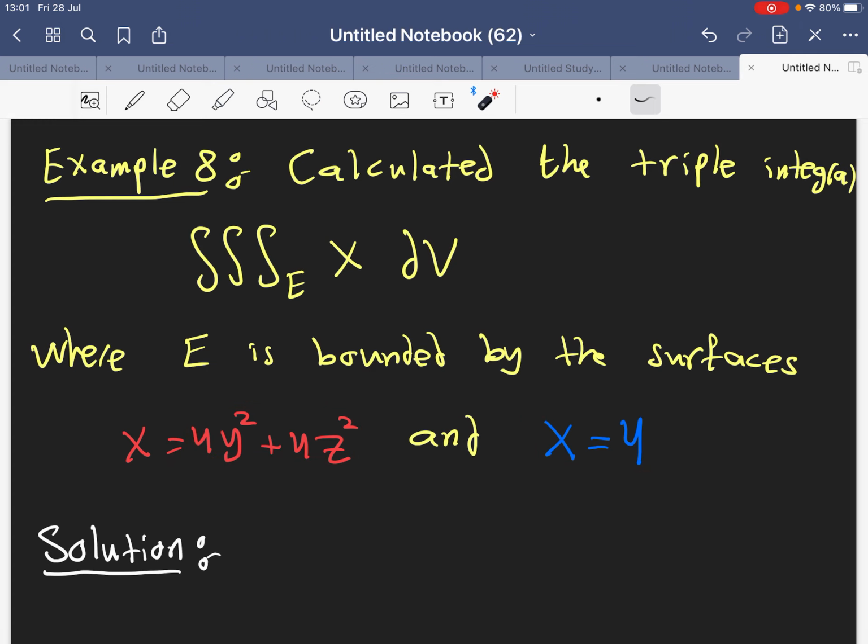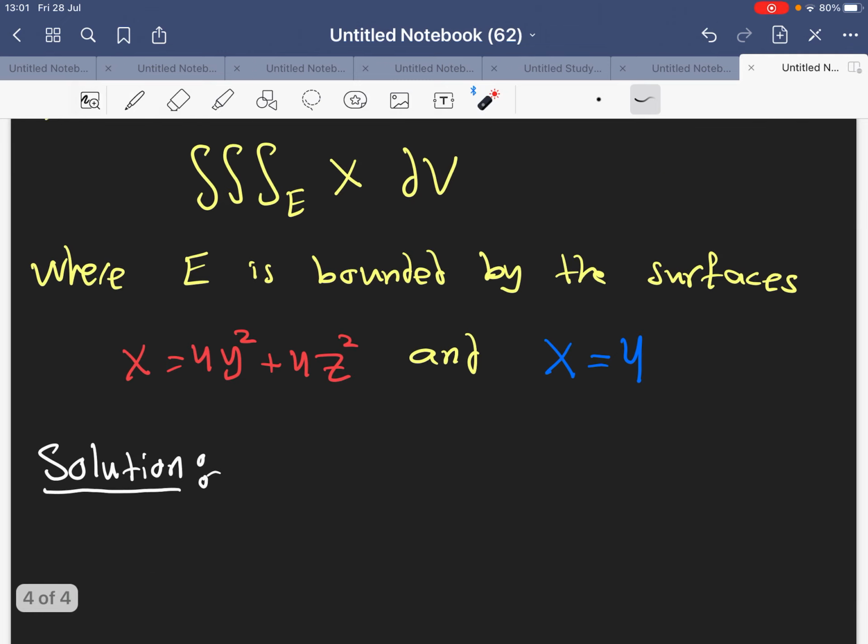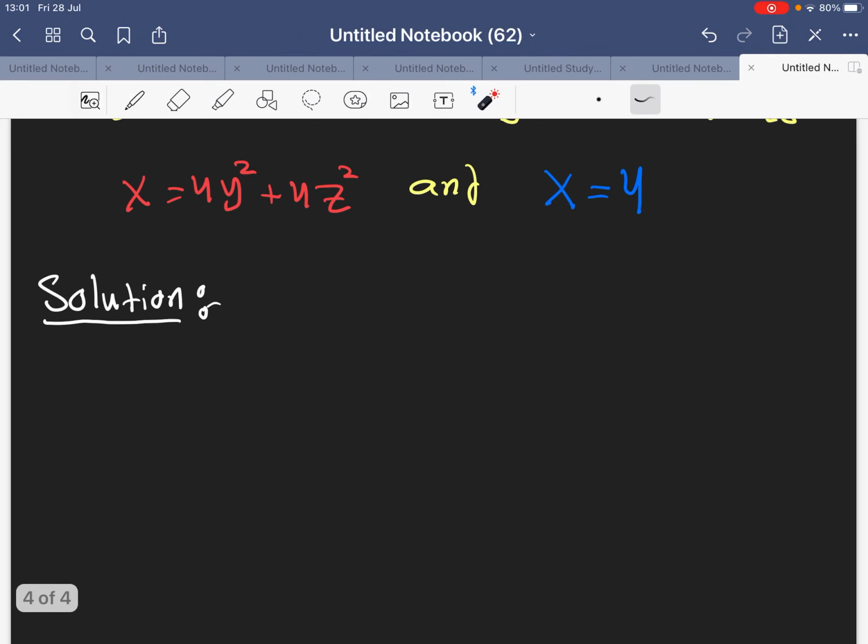So to solve this question, we need to sketch this region, and then we need to determine which integral we will use. Is this region 1, region 2, region 3? And then we have to find the limits of integration. So the first thing I will focus on is sketching this curve here.